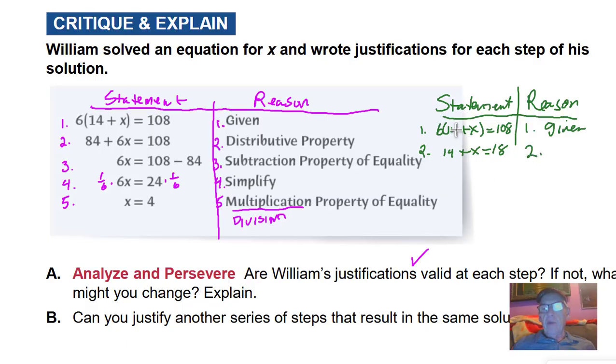And what did I do to go from 1 to 2? I divided both sides by 6. That's the division property of equality, or division is good enough.